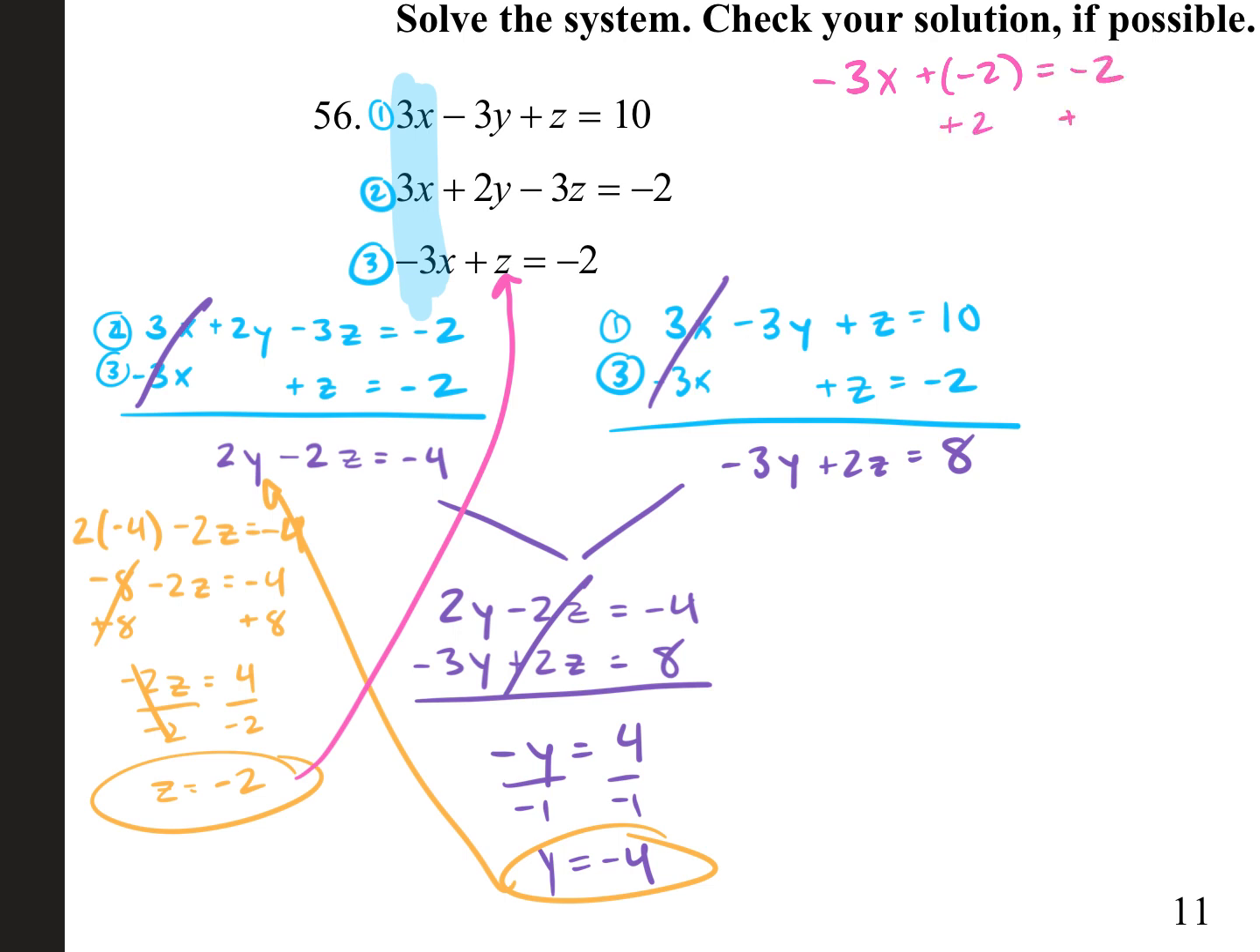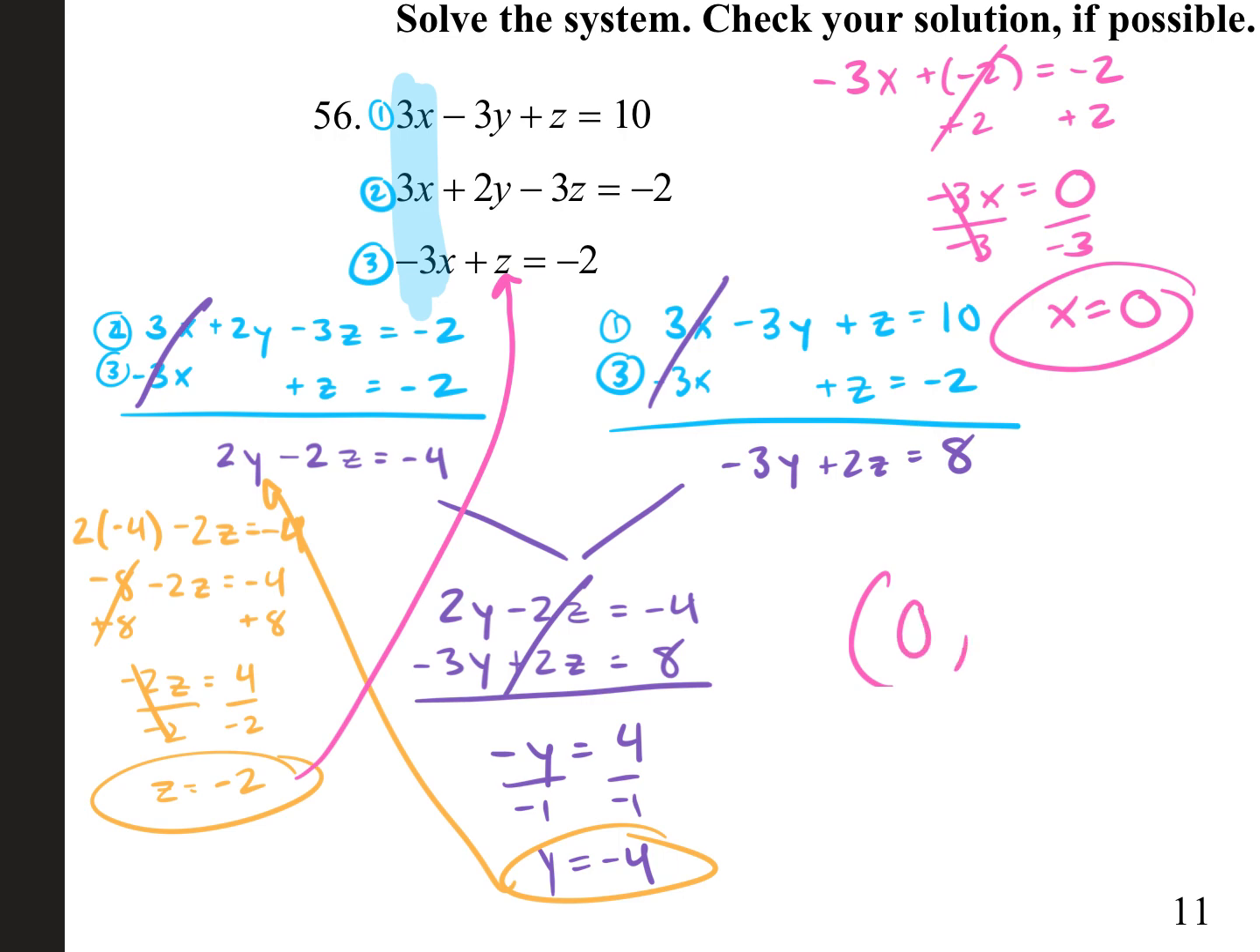So I'm going to add 2 to both sides. So negative 3x is equal to 0. Divide both sides by negative 3. What's 0 divided by negative 3? 0. So x is equal to 0. So we always write our answer in alphabetical order. So x, y, then z: 0, negative 4, negative 2.